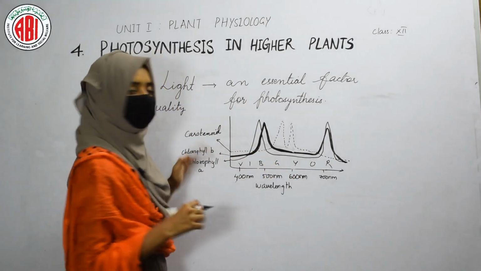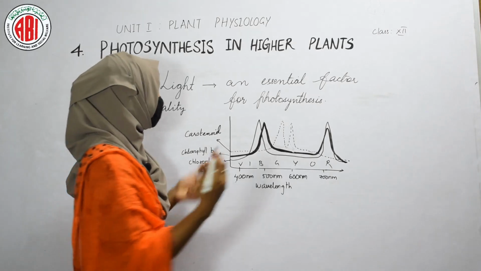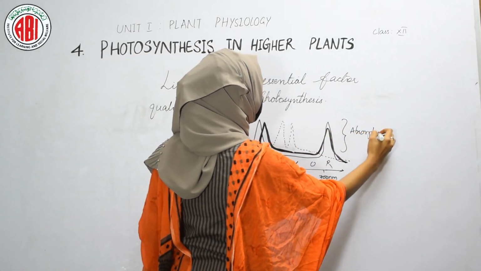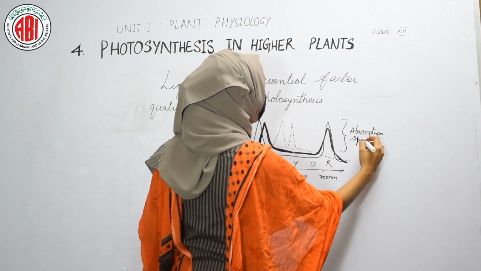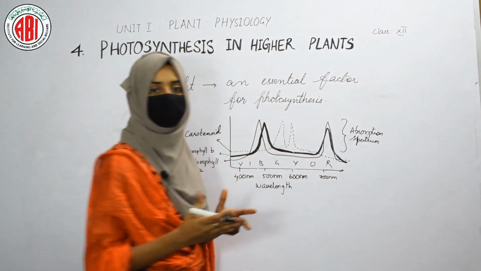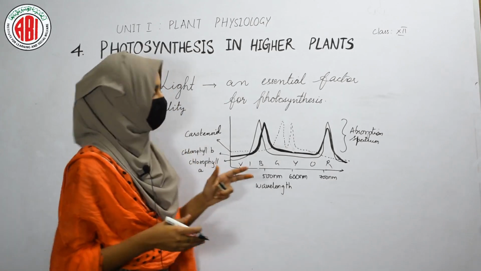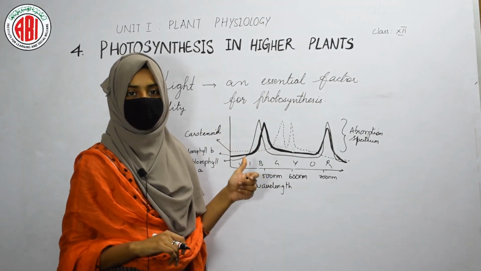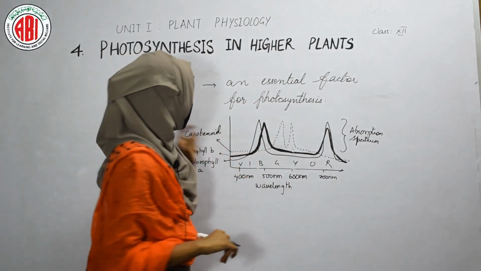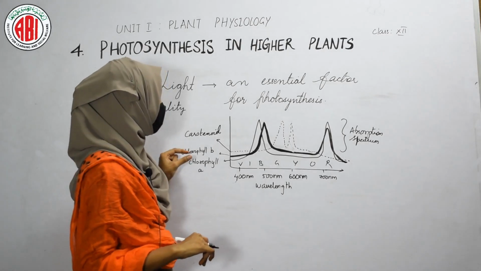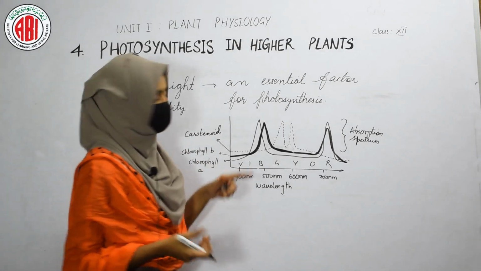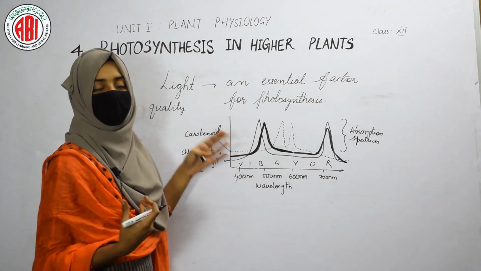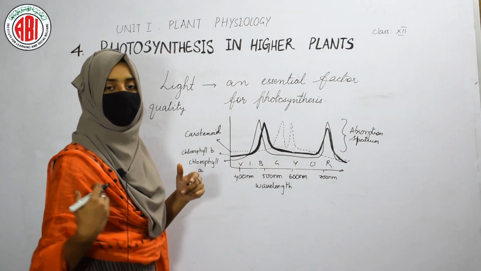In this way, the different pigments absorb the different colors, and this graph shows the absorption spectrum. The absorption spectrum helps us to understand which wavelength is absorbed by which pigment. By looking at this graph, we can say that chlorophyll A is the pigment which shows maximum absorption in the blue and red region. So, if the absorption is maximum, then the process of photosynthesis will also be maximum.